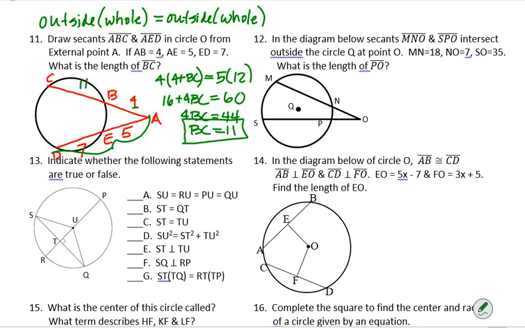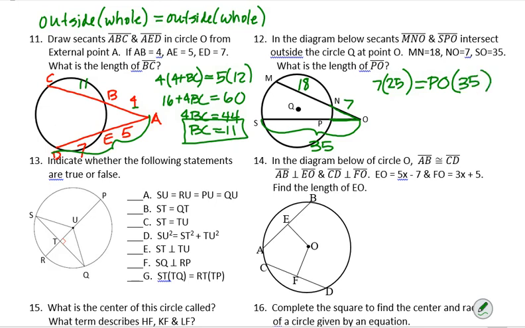So on number 12, this time it says in the diagram below, secants MNO and SPO intersect outside the circle Q at point O. MN is 18, going to label that. And O is 7, and then it tells us that SO, that's the whole thing, y'all, is 35. So on this one, we're going to do outside here, which is 7, times the whole thing, which means we're going to add the 7 to the 18, and that's going to be 25. And then we're going to do the outside, which is PO, times our whole thing, which is 35.